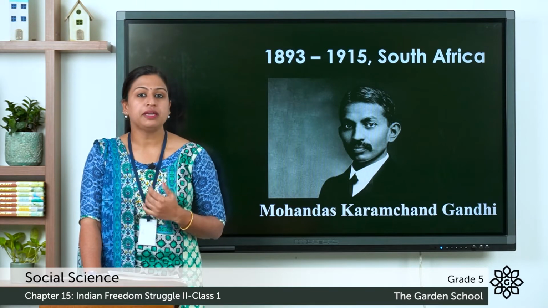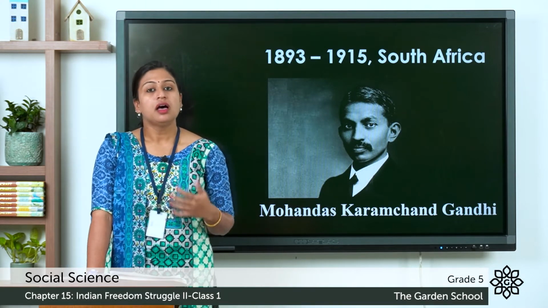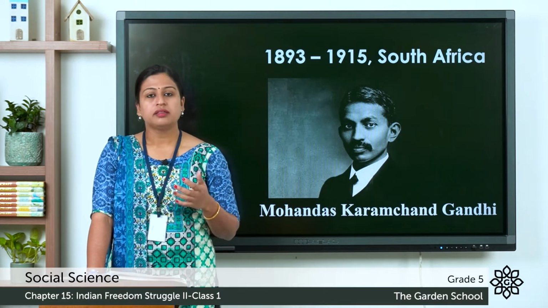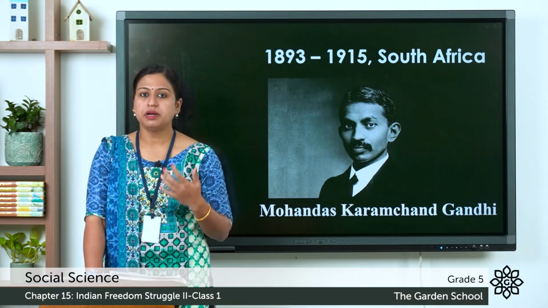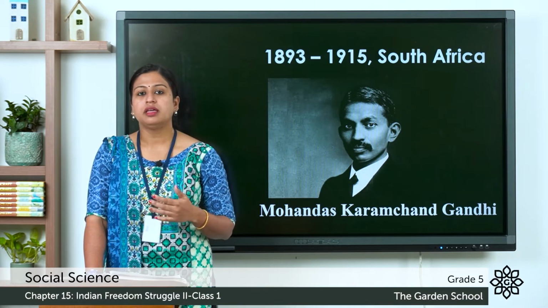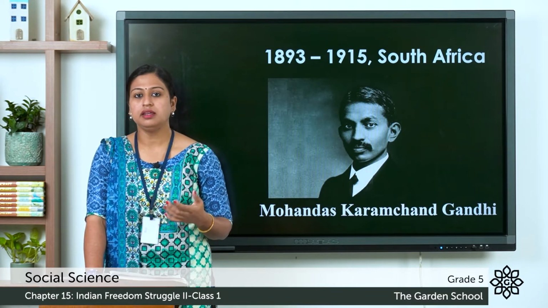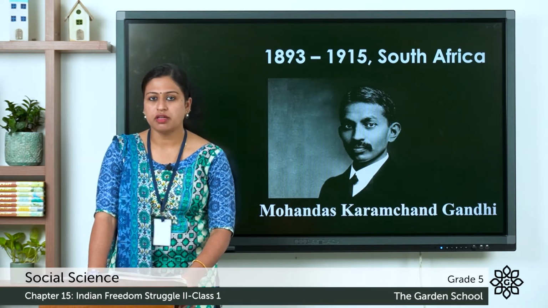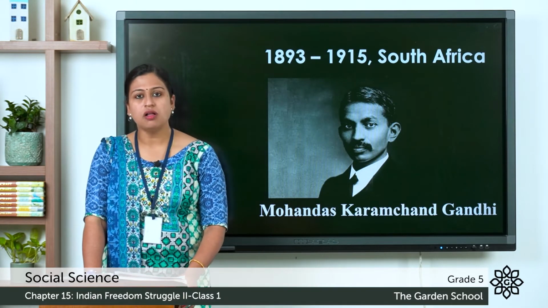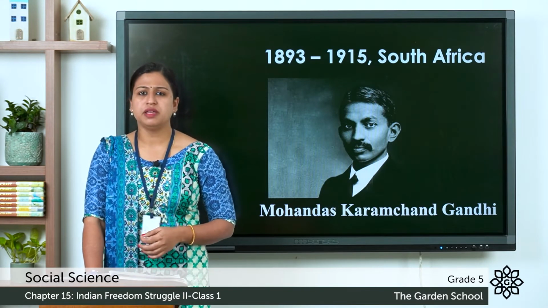So, there were 3 categories of Indian people, and racial discrimination was there everywhere. The Britishers, that is the white people, discriminated against the colored people, that is the Indian people, and the native black people of South Africa. Now, Mahatma Gandhi also faced this discrimination.